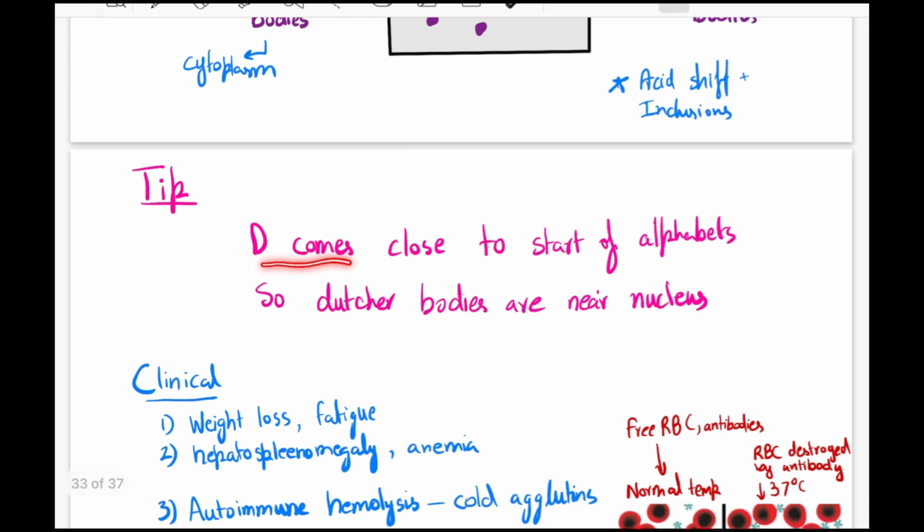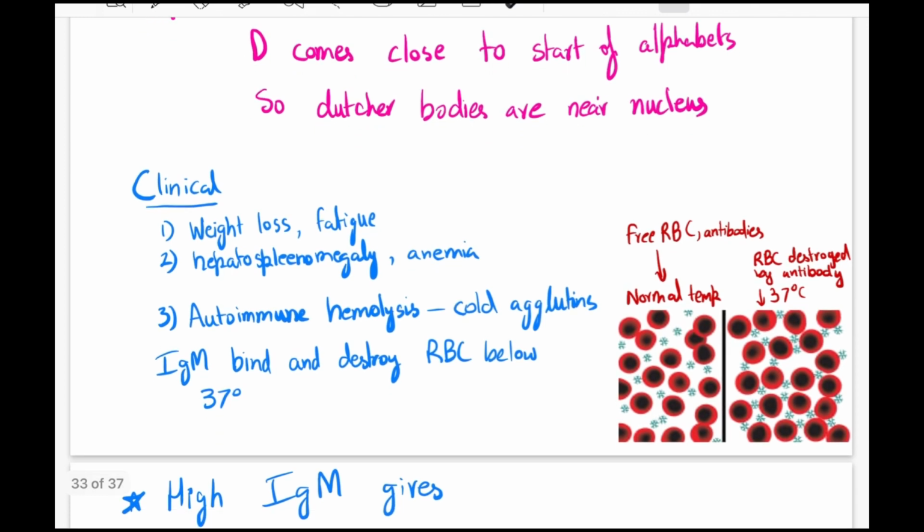So the tip is D comes close to the start of alphabet, so Dutcher are close to the nucleus, which is the start of the cell. So now clinical symptoms are mainly weight loss, fatigue, hepatosplenomegaly and anemia. Autoimmune hemolysis, cold agglutinins, IgM antibodies bind and destroy RBC below 37 degrees. So at normal temperature, antibodies and RBC are moving separately, but when the temperature drops below 37 degree, RBC is destroyed by antibodies.